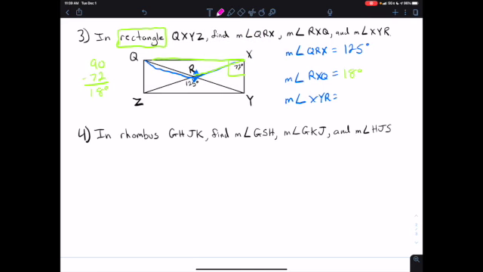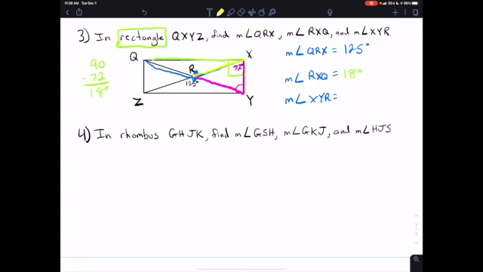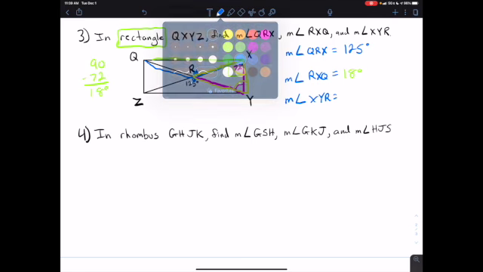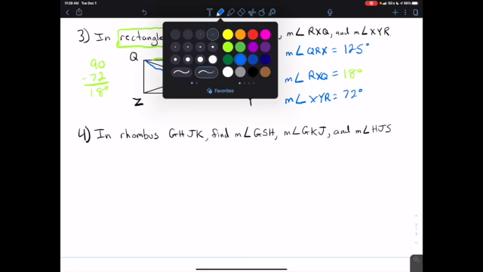All right, so now switch colors one more time. Let's go hot pink. All right, so XYR, so X, Y, and then R. So we're looking for this angle here. We know this angle, 72 degrees, and this is an isosceles triangle. Well, what do we know about isosceles triangles? We know that this angle and this angle are the same. They're congruent. So I can say that XYR is 72 degrees.